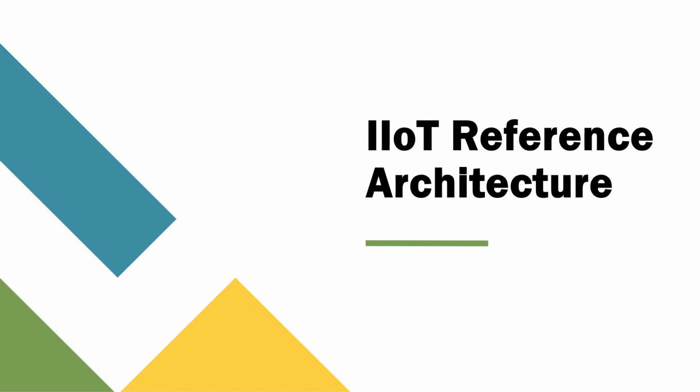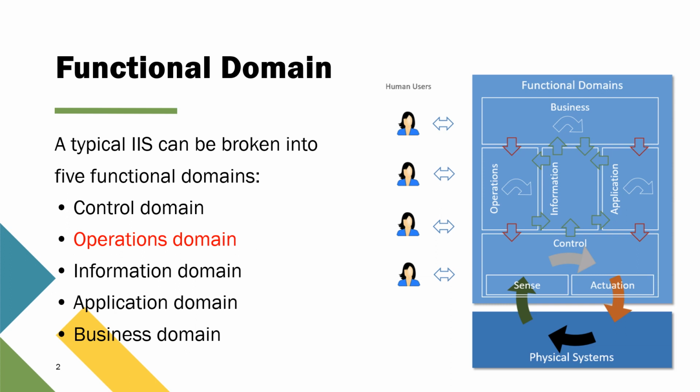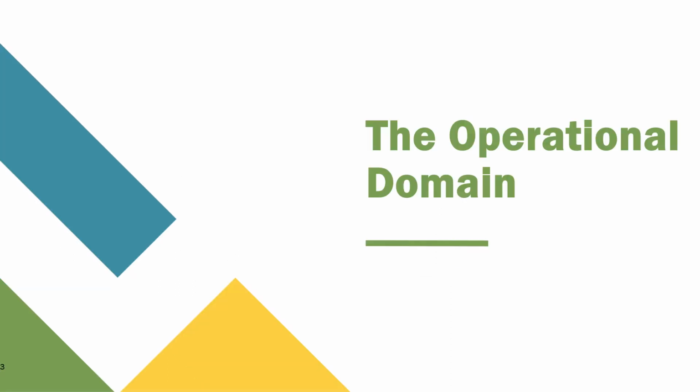So we're going to continue with part 2 of the IIoT reference architecture. In part 1, we already saw the control domain. Here, we're going to look into the other four domains, which are the operations domain, information domain, application domain, and business domain. So let's go to the operations domain.